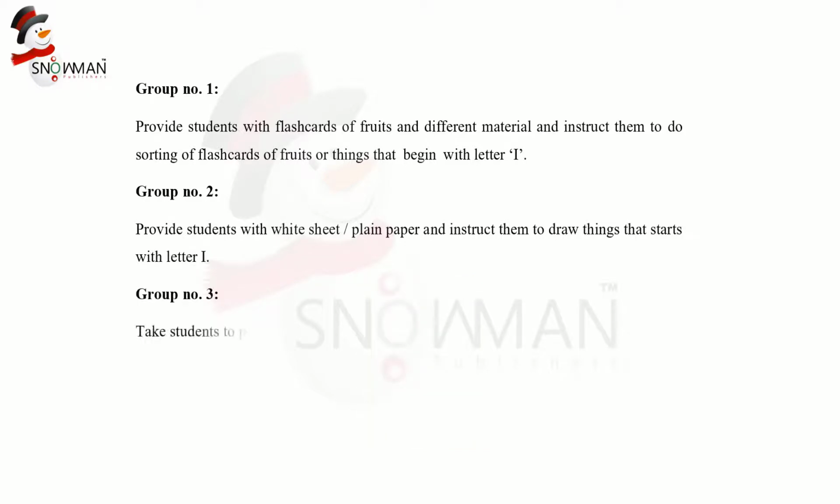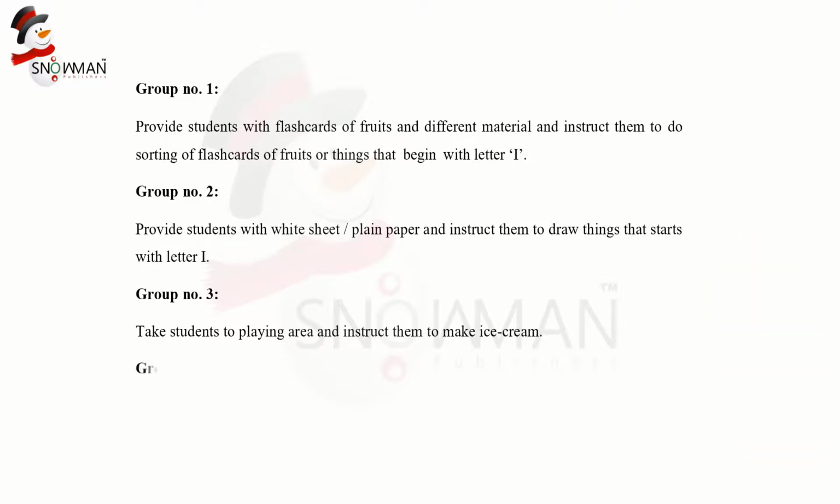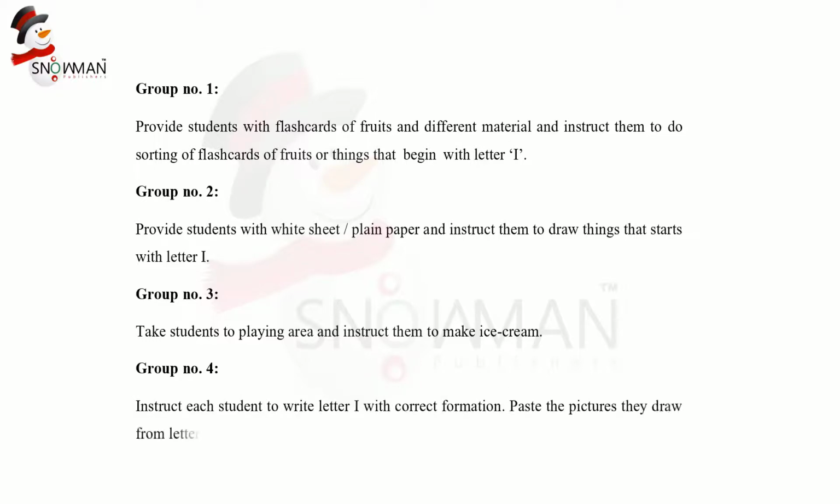Group number 3: Take the students to the playing area and instruct them to make ice cream. Group number 4: Instruct each student to write letter I with correct formation. Paste the pictures they draw of letter I on their copies. Note: make sure every student performs group activity.